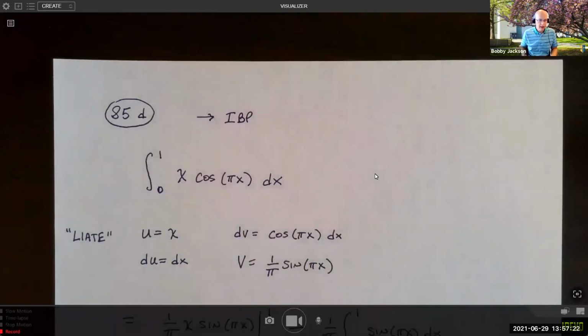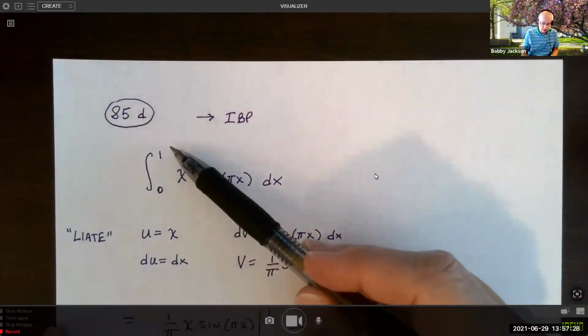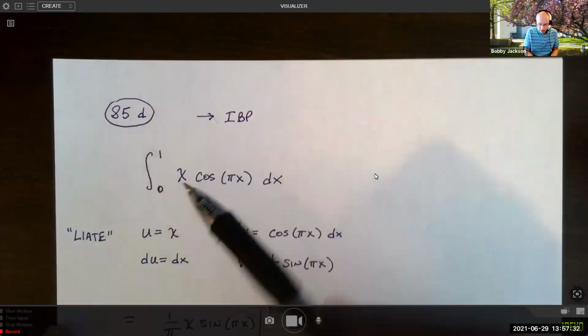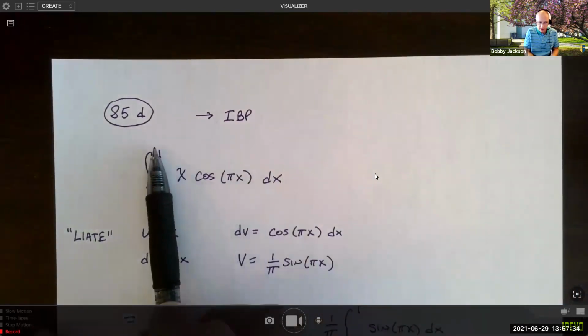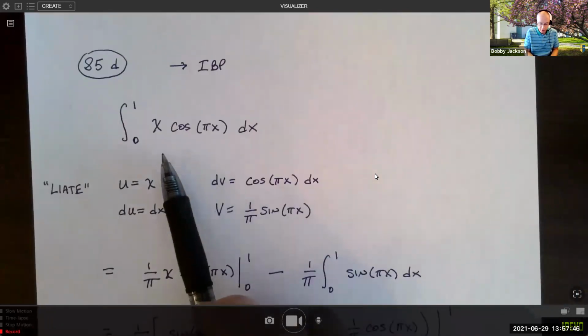Let's take a look at 85D, one where we're going to use integration by parts, but this is a definite integral. So how do we do definite integrals? Well, we could just get rid of the limits of integration, use integration by parts to find the antiderivative, and then evaluate using the fundamental theorem of calculus part 1. I'll kind of just merge the processes together and show you how that works.